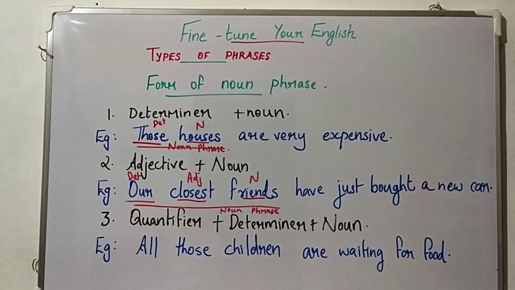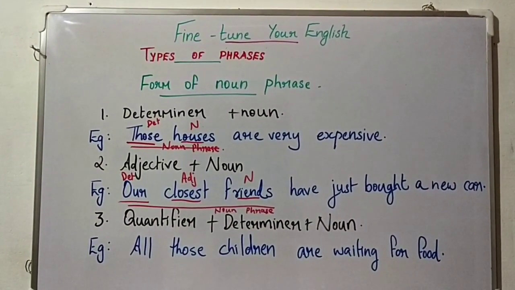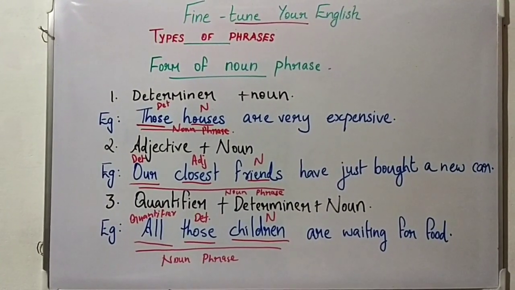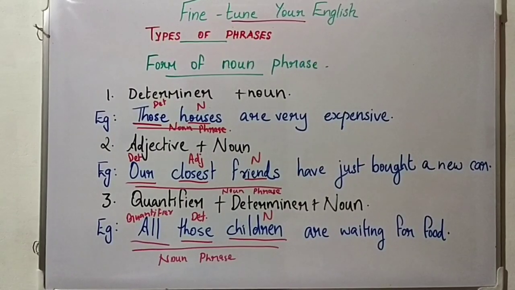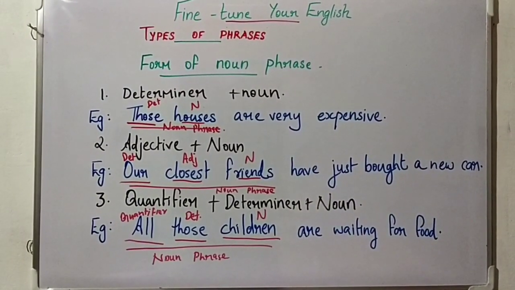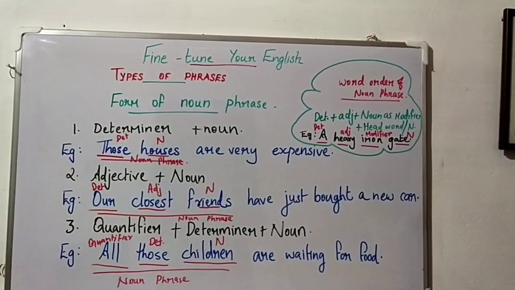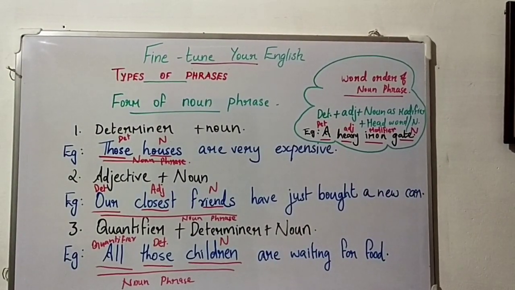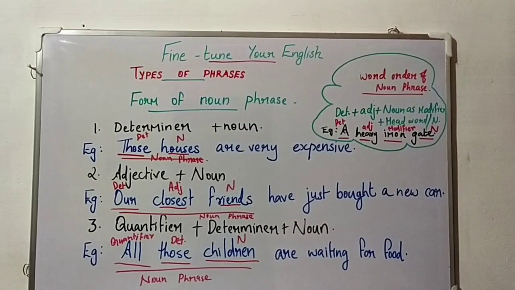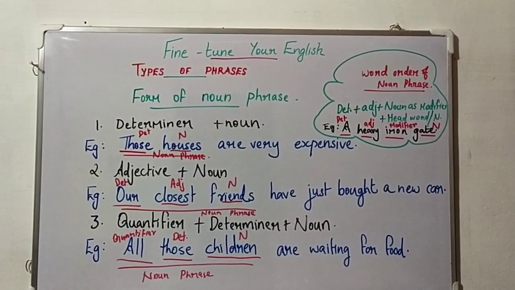Then see the second example, a combination of an adjective and a noun. Our closest friend had just bought a new car. There, our is a determiner, closest is the adjective, and friend is a noun. Then the third case, a quantifier plus determiner plus noun. See the example given here. All those children are waiting for food. There all is a quantifier, those is a determiner, and children is the noun.